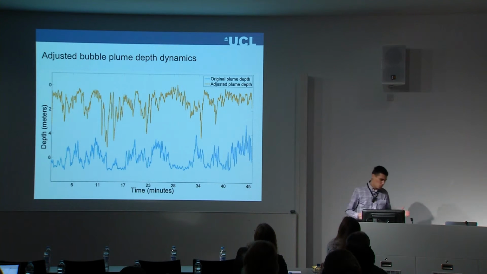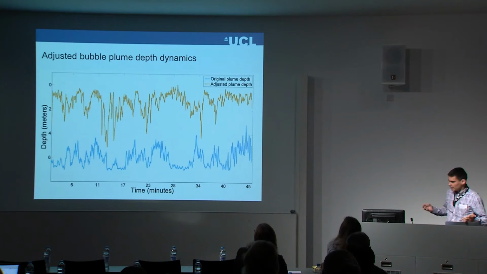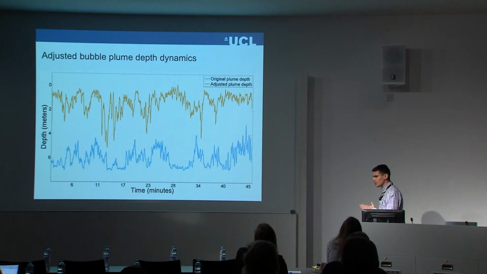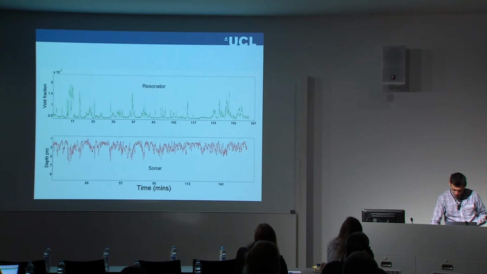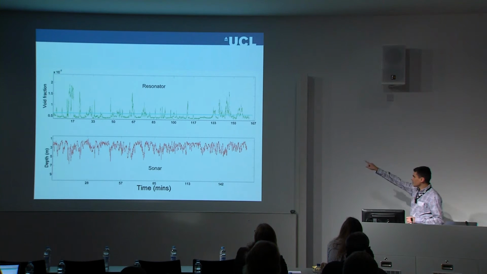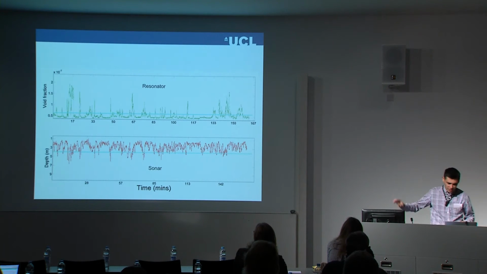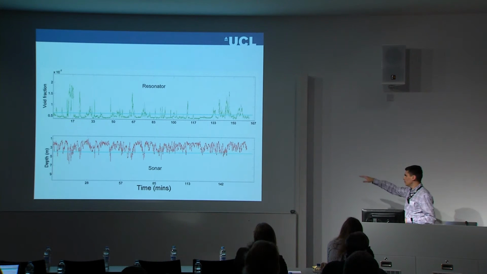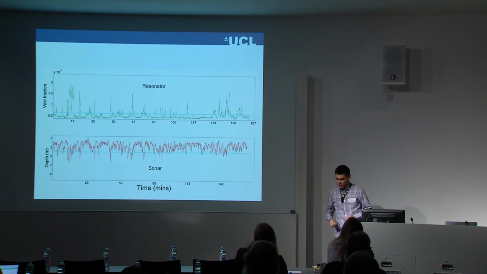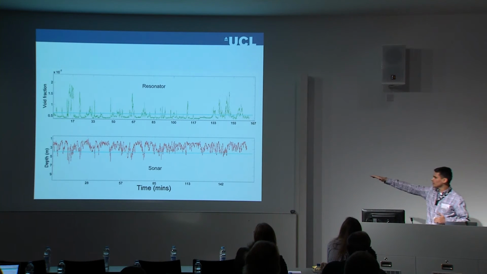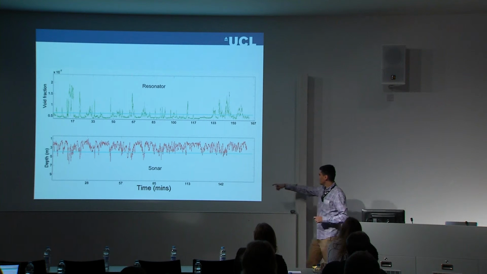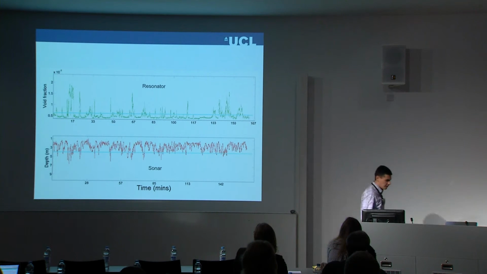So what I need is to motivate my decision and to quantify how the resonator detects the events relative to the sonar. One way to do that is to impose a void fraction threshold in the resonator data, and also a depth threshold at the depth where the resonator is located in the sonar data. So the resonator detects the events as the void fraction values which are above the threshold, and the sonar detects the events as the values below the threshold there.